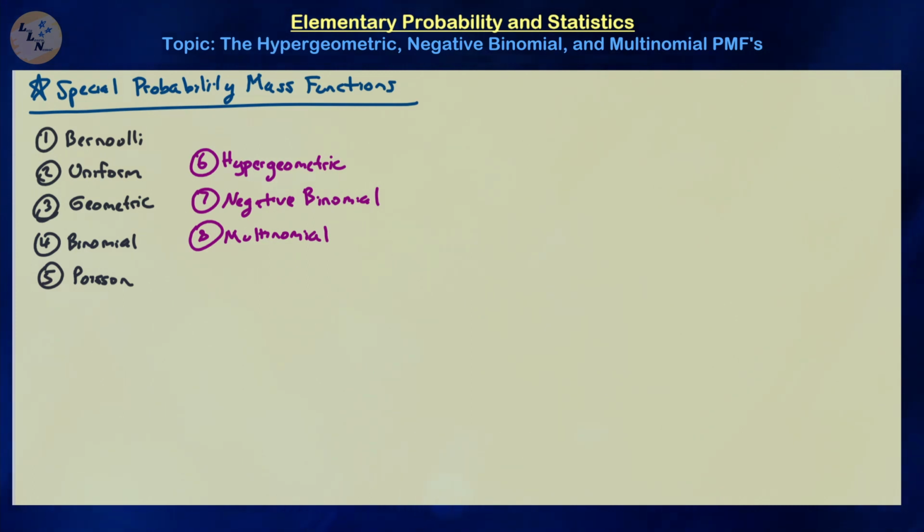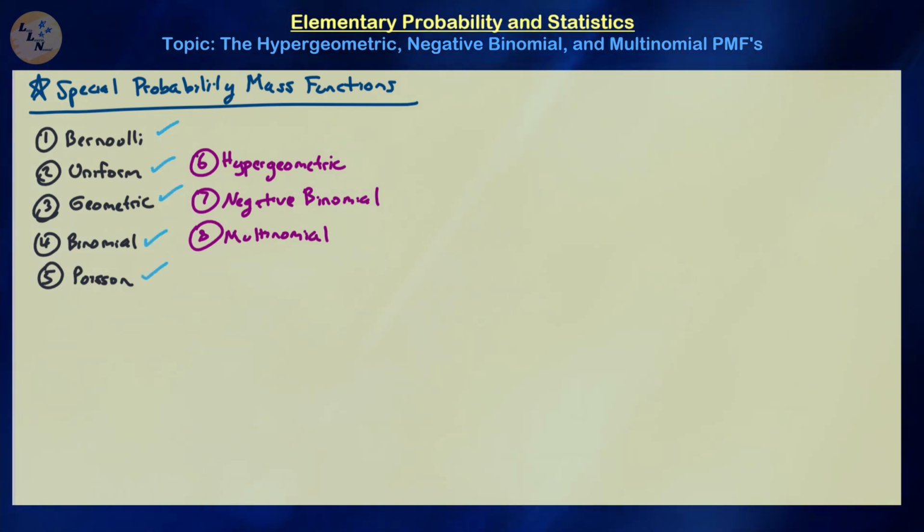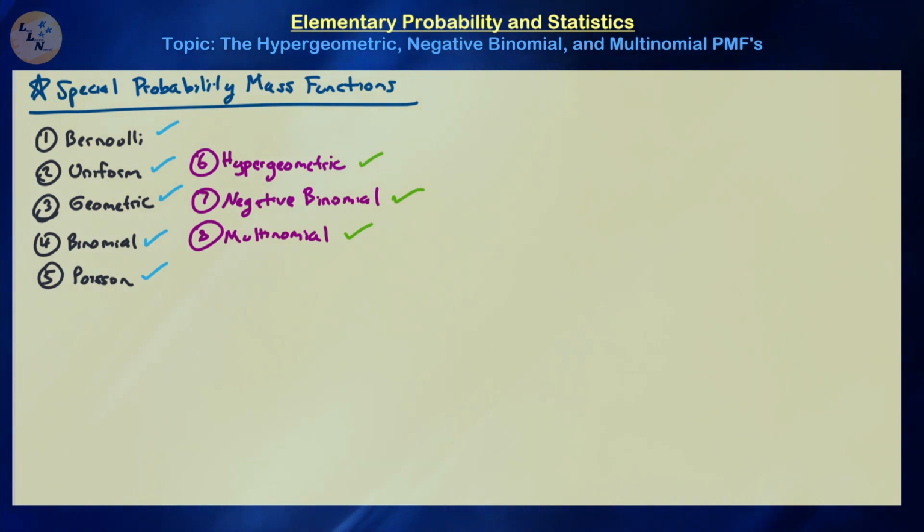In this video, we're going to continue our journey through special probability mass functions. Up to this point, we've already discussed the Bernoulli, uniform, geometric, binomial, and Poisson probability mass functions, and in this video, we're going to introduce three others: the hypergeometric, the negative binomial, and the multinomial PMFs. So let's get started with talking about what is the hypergeometric distribution and why should we care about it.